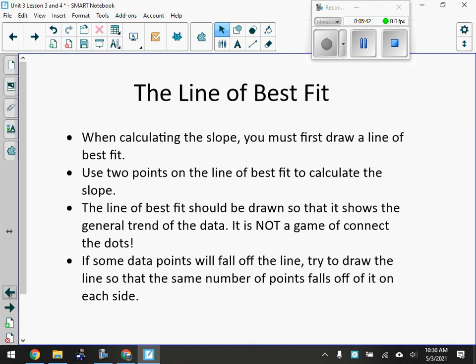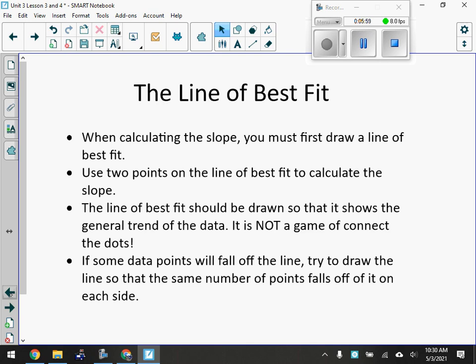Yes. Okay, thank you. For me, I have no idea where we're at. I have 4 different sheets, but none of them match up. Are you on lesson 3? Yeah. Can you see a line of best fit somewhere? I see it now. Okay.